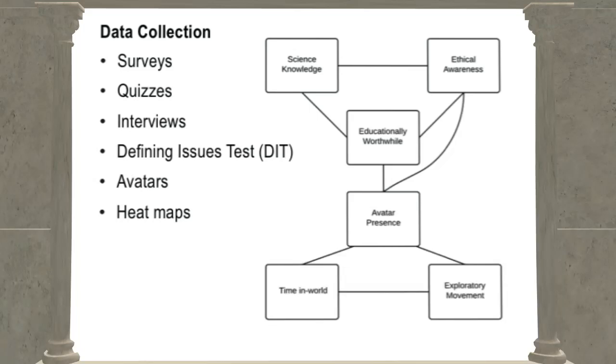On the bottom, we have things we measured in the world. For example, them saying how much they related to their avatar, how much time they spent in the virtual world, and how they moved in the virtual world. Remember that picture I showed on the last slide. So using statistical analysis, we found this type of correlation. So students who found it educationally worthwhile also identified more with their avatar. They also spent more time in worlds, and they also tended to move in a more exploratory pattern than a linear pattern.